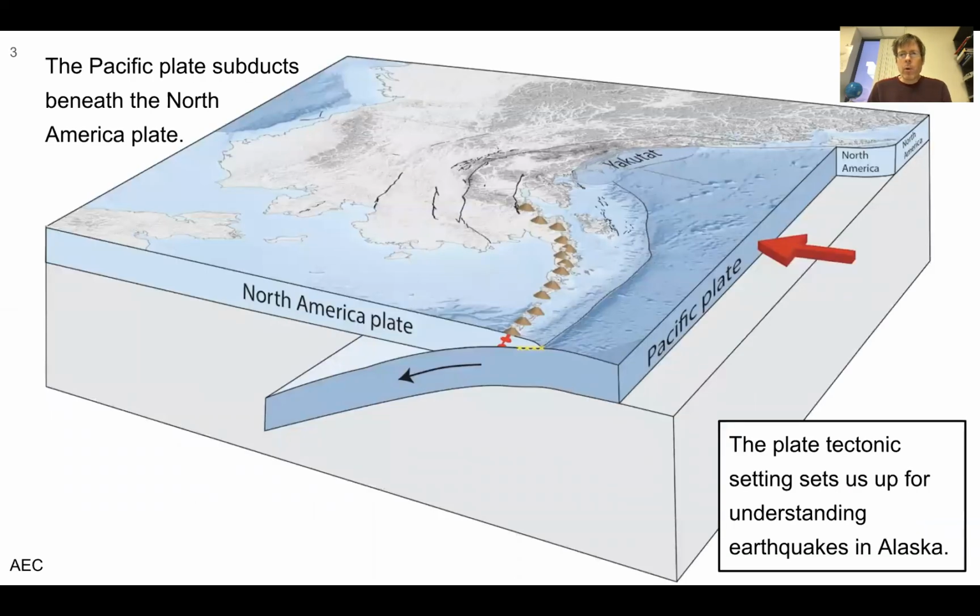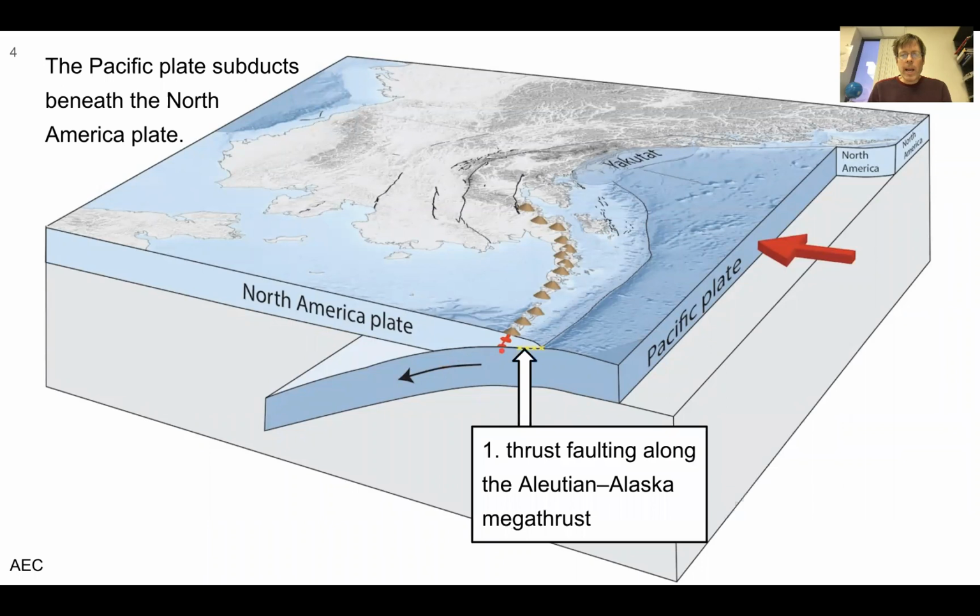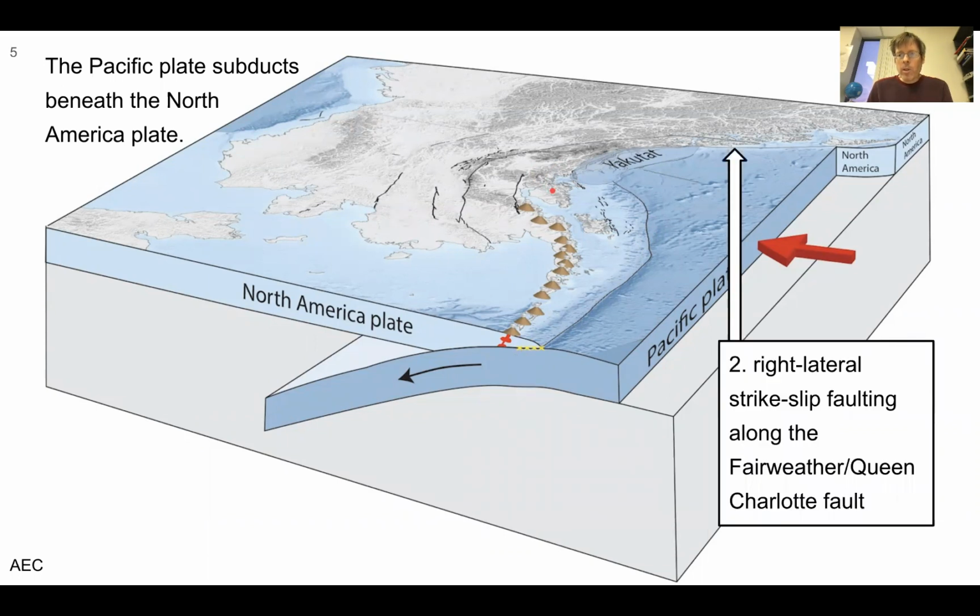Here's our setup for the plate tectonic setting in Alaska of the Pacific plate shown here, subducting under the North America plate. And this setting sets us up for understanding earthquakes in Alaska. First, we have thrust faulting along the Aleutian Alaska megathrust here. And this contact shown at depth here is responsible for, among others, the magnitude 9.2 earthquake in 1964 in the Anchorage region. We also have right lateral strike slip faulting along the Fairweather Queen Charlotte fault.